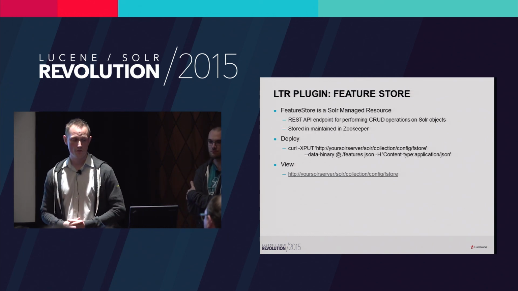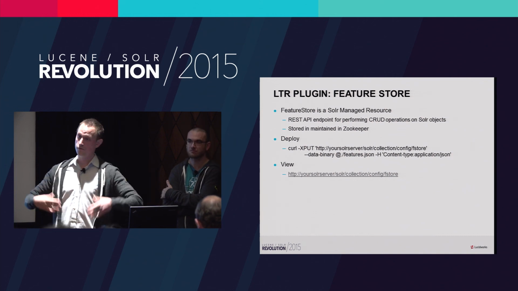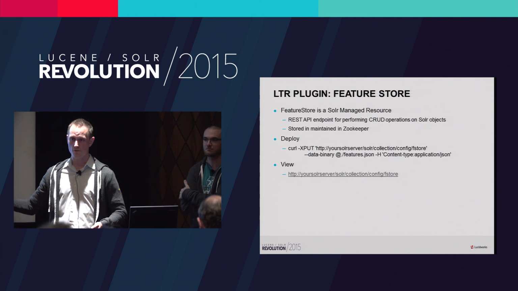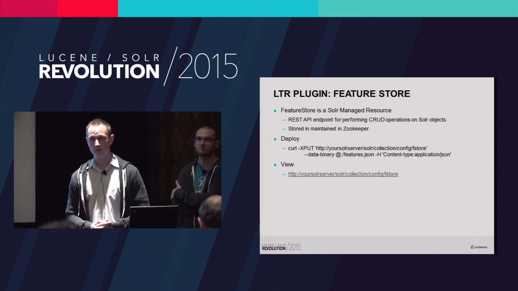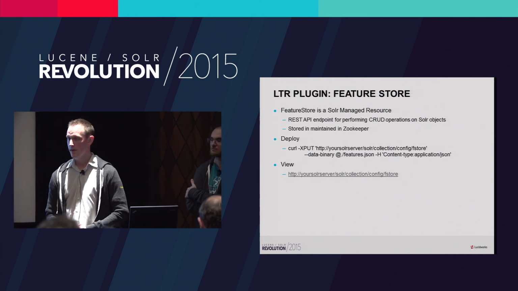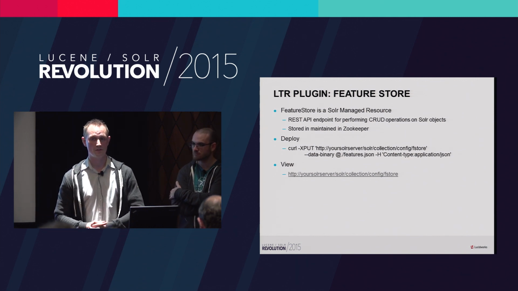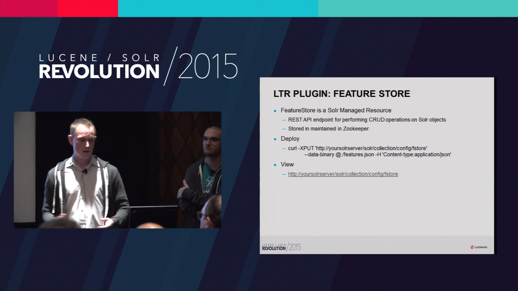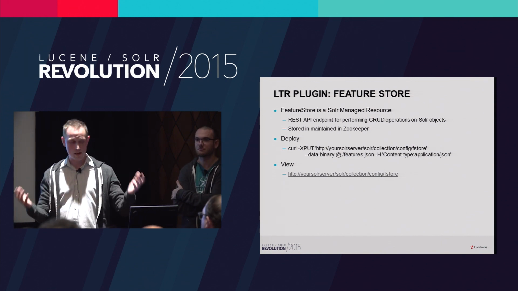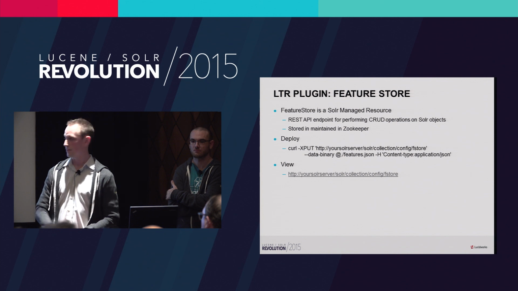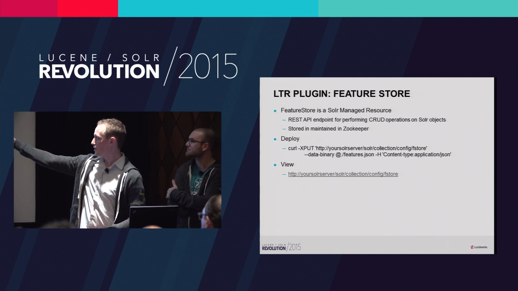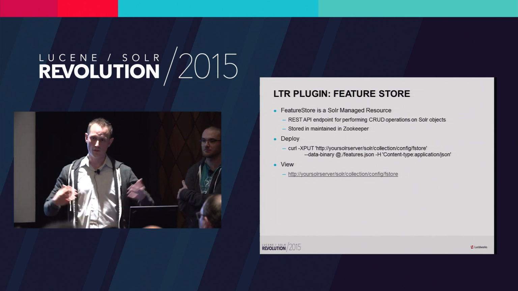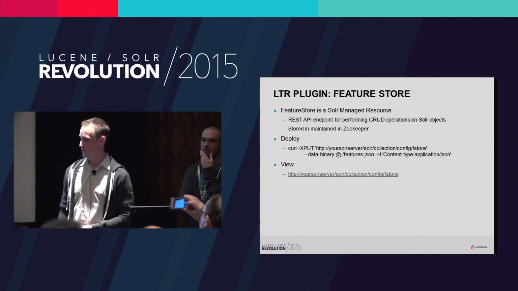So all of these features that you write are managed inside of a feature store. And this feature store is actually a Solr managed resource. For those of you that don't know, a Solr managed resource is essentially a REST API endpoint for you to send commands to do updates on Solr objects. In our case, these are feature objects. And in a cloud environment, all of these are maintained on Zookeeper. And you can see here if you wanted to deploy, you'd reference your collection, the fstore endpoint, and you'd pass it your features file. If you wanted to view the features, you'd use that command.